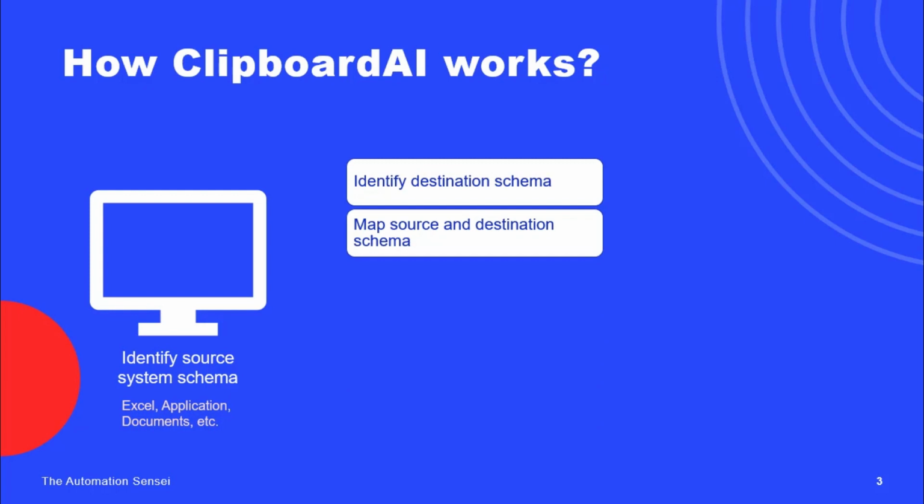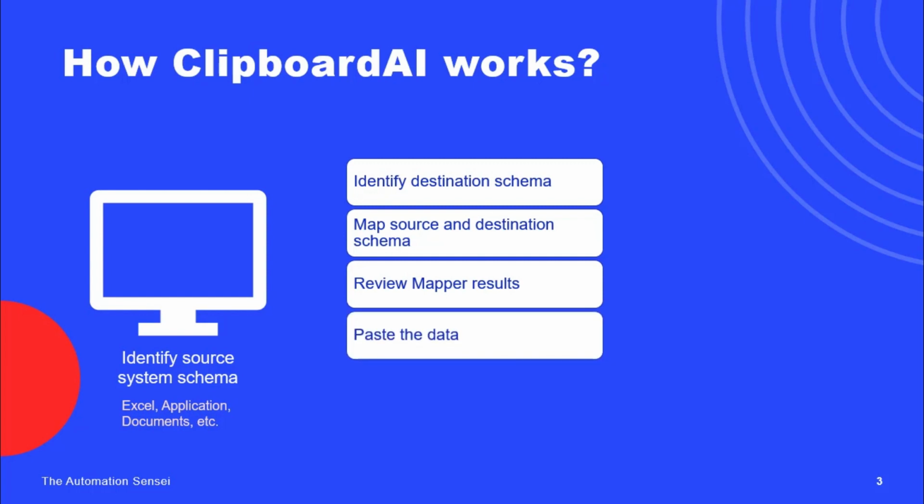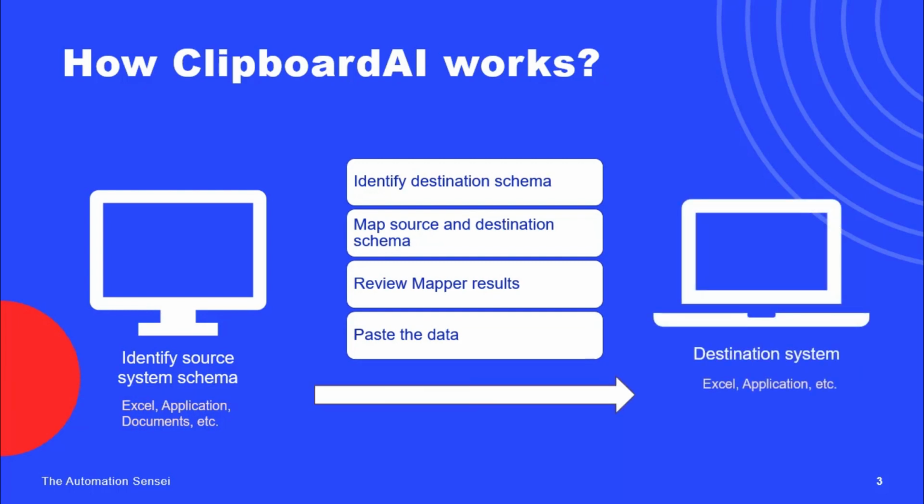Let's say you are filling out an account opening form, right? So in this, let's say your source is an Excel file which contains all the details in a column. Now Clipboard AI will be able to read that information and search for the specific information in your destination field, and it will automatically map them. Finally, you can review the results of the mapping in a mapper interface. If needed, you can change the mapping. And once you feel the mapping is good enough, you can go ahead and paste the data. So that's how it intelligently copies the data from your source system and puts it into your destination system.